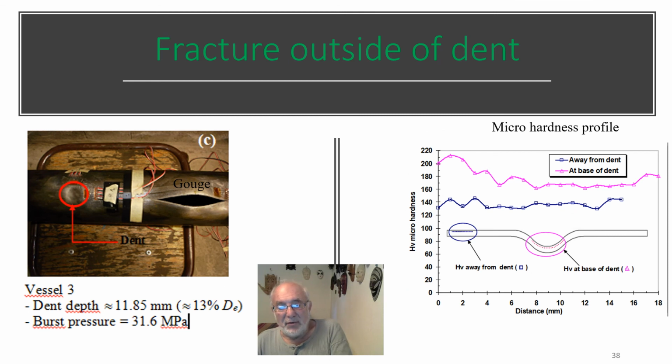For one test, for vessel 3, interpretation of fracture suffers some difficulty. The fracture is outside of the dent, as we notice on this picture. If we make a micro hardness profile near the dent depth, you can see that at the base of the dent we have a strong increase of the micro hardness value. This means that the material is strain hardening and is more resistant to the surface pressure. That explains why you have fracture outside of the dent.